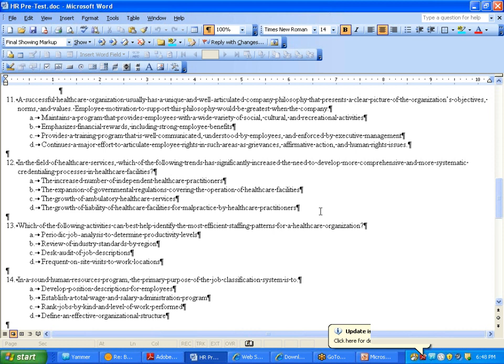Okay, I'll take 12. In the field of healthcare services, which of the following trends has significantly increased the need to develop more comprehensive and more systematic credentialing processes in healthcare facilities? A, the increased number of independent healthcare practitioners. B, the expansion of governmental regulations covering the operation of healthcare facilities. C, the growth of ambulatory healthcare services. And D, the growth of liability of healthcare facilities for malpractice by healthcare practitioners. Since we've had this question before, I think I jumped right to D, and D is the correct answer.